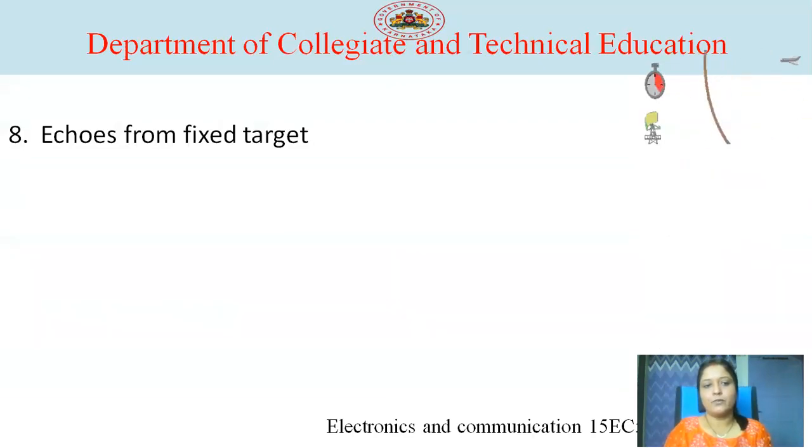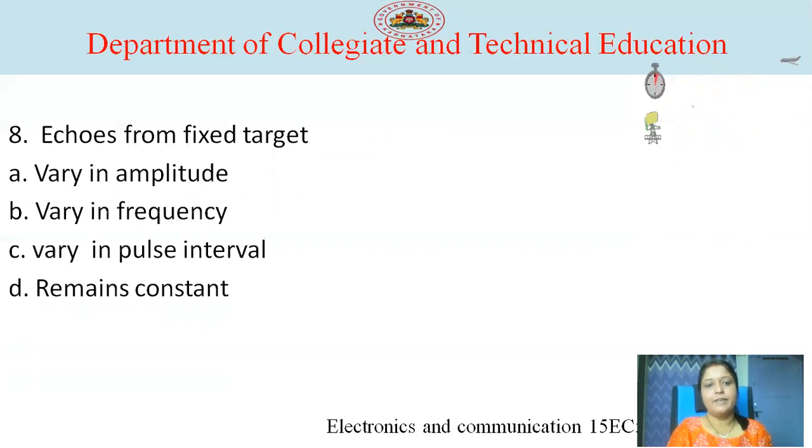Echoes from a fixed target vary in amplitude, vary in frequency, vary in pulse interval, or remain constant. Which is the correct option for a fixed target, if the target is stationary? Yes, the correct option is option D, remains constant, because for a fixed target we do not have any change in the phase. They will be detected as stationary here.